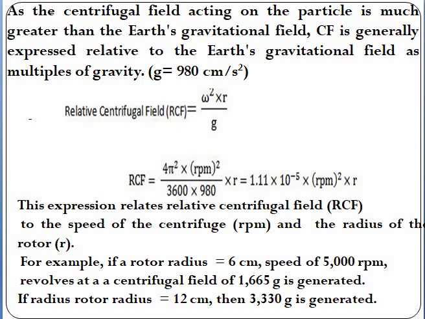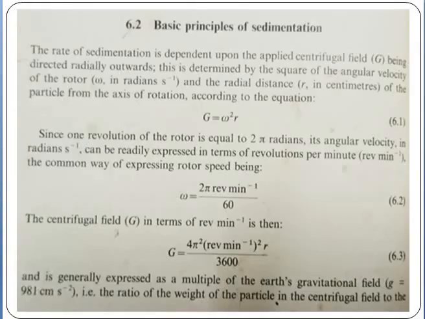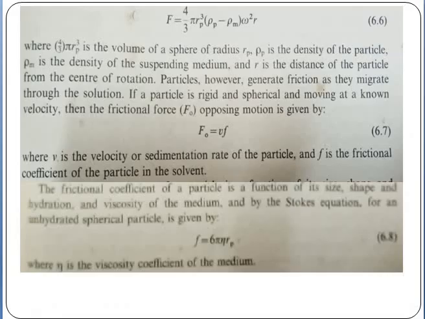Next, during centrifugation, the particle will experience a new kind of force. So when you apply external centrifugal force, the particles will migrate towards the bottom of the tube. The force which acts on the particle is always expressed by 4/3 π rp³ into the density of the particle minus the density of the medium into ω²r.